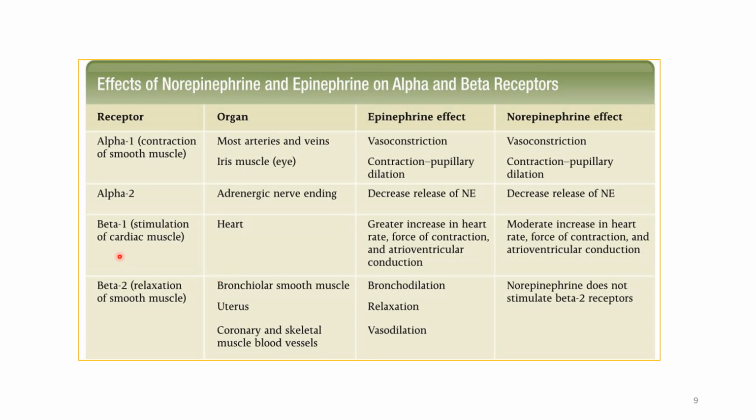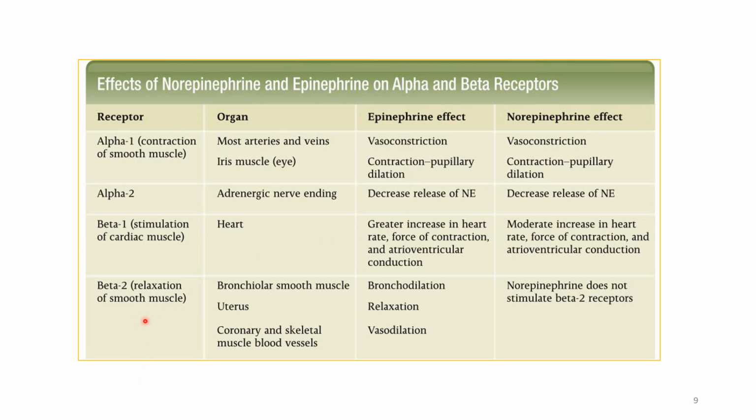Next, coming to beta 1. It is present on cardiac muscle, that is the heart. If you give epinephrine, there will be an increase in the heart rate, force of contraction and conduction in the ventricular system. With norepinephrine, there will be a moderate increase in the heart rate, force of contraction and AV conduction. So a greater increase is seen with epinephrine.